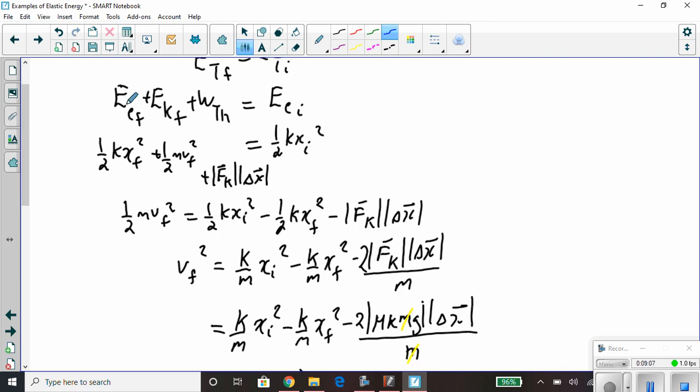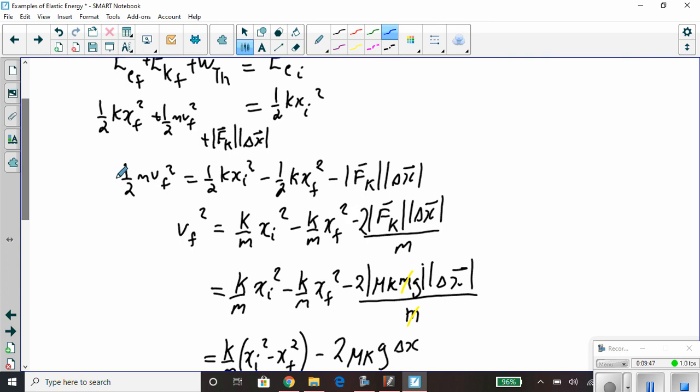So let's write out the expressions for each of these. Here's the expression for elastic potential energy final, half k x f squared. Here is the kinetic energy, half m v f squared. And then here we would have work thermal equals the force of kinetic friction times whatever displacement that object went through. And this is all in magnitude signs, so we make sure we get a positive answer there. We're looking to solve for the final velocity. That's what we want to solve for.